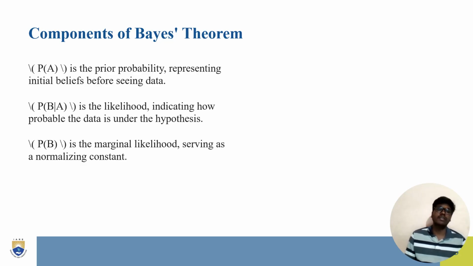Here we have the components: the probability of A, which is the prior probability; the probability of B given A, which is the likelihood; and the probability of B, which is the marginal likelihood.